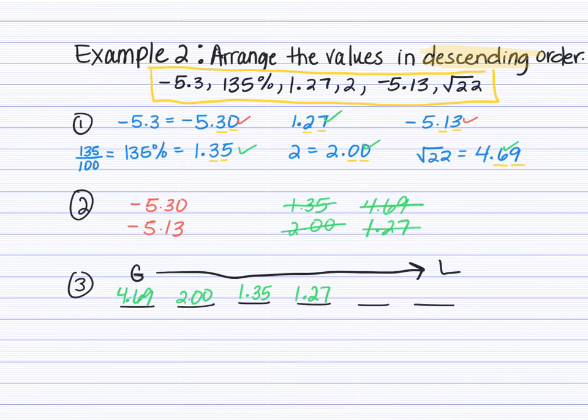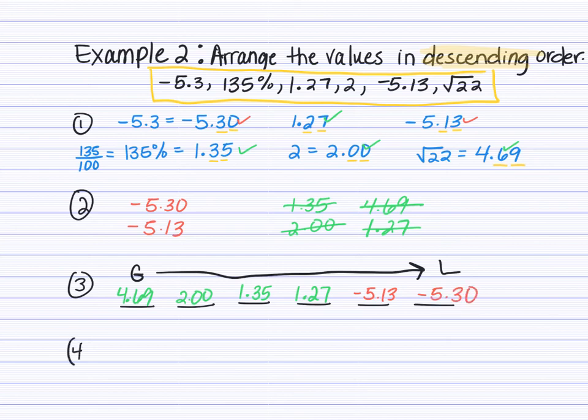Now when we switch over to our negatives, remember that our mind has to switch as well, and our thinking has to switch. The number that actually looks the smallest is actually the biggest. So I'm going to start out with negative 5.13. And then I'm going to put negative 5.30 as my next number.